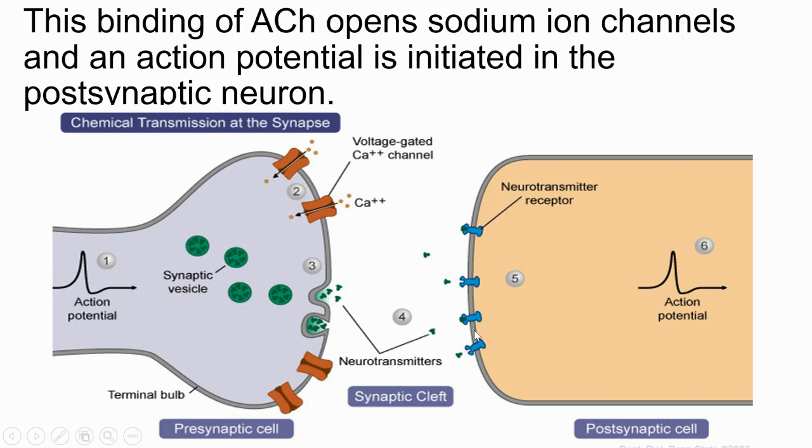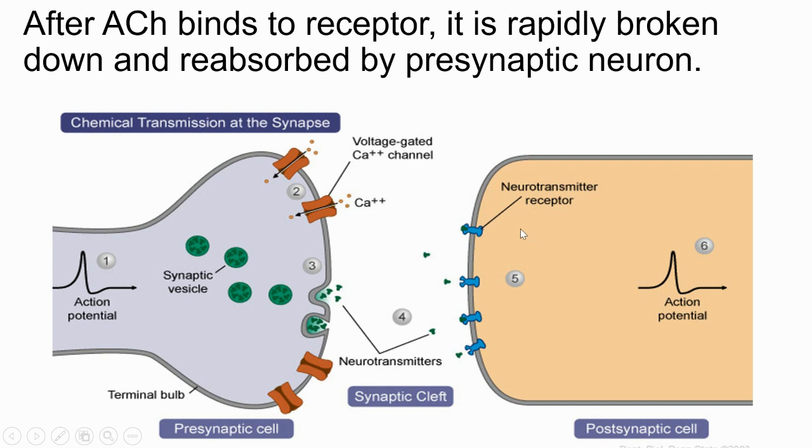The binding of the ACH to these receptors causes an opening of sodium channels, which will stimulate this postsynaptic cell, bring it up to its threshold potential, and then the voltage-gated sodium channels open, and this cell can do its action potential, just like we talked about in the last video.